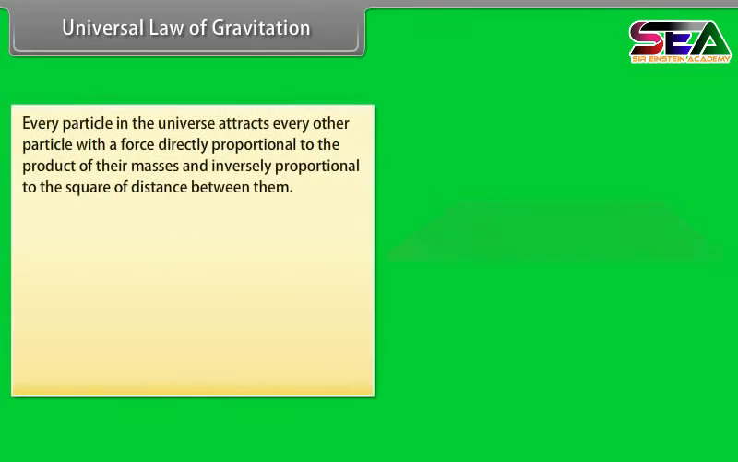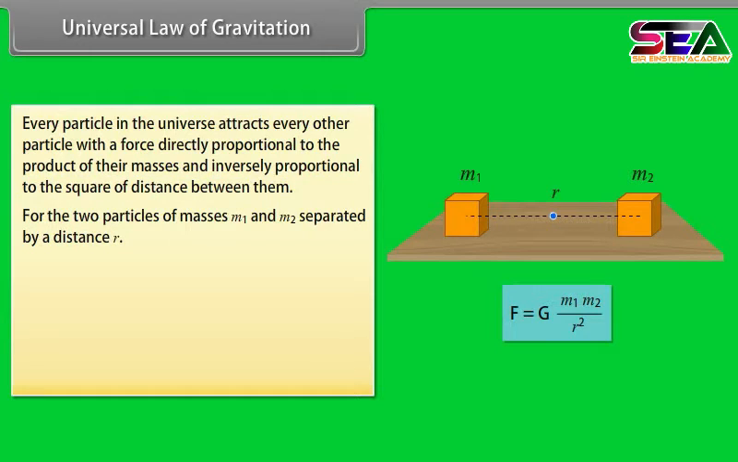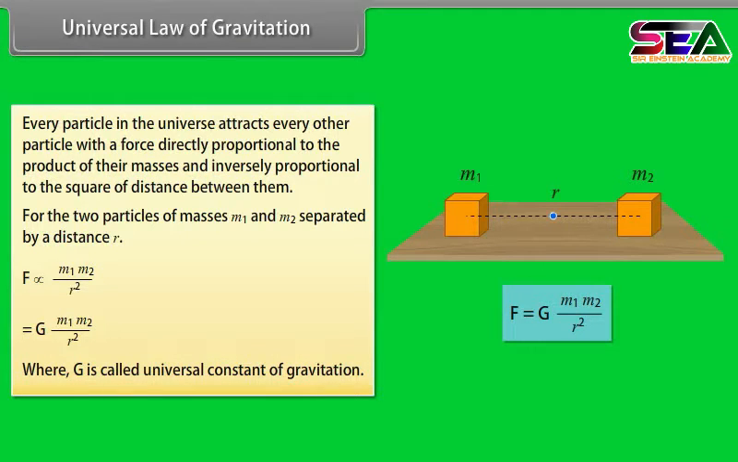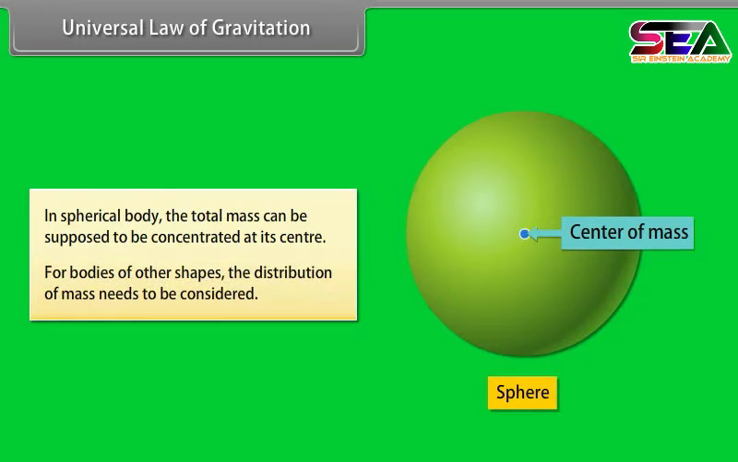Universal law of gravitation. According to Newton's law of gravitation, every particle in the universe attracts every other particle with a force directly proportional to the product of their masses and inversely proportional to the square of the distance between them. The direction of this force is along the line joining the two particles. For two particles of masses m1 and m2 separated by a distance r, F is equal to G m1 m2 upon r square. The constant G is called the universal constant of gravitation. In a spherical body, the total mass can be supposed to be concentrated at its center. For bodies of other shapes, the distribution of mass needs to be considered.